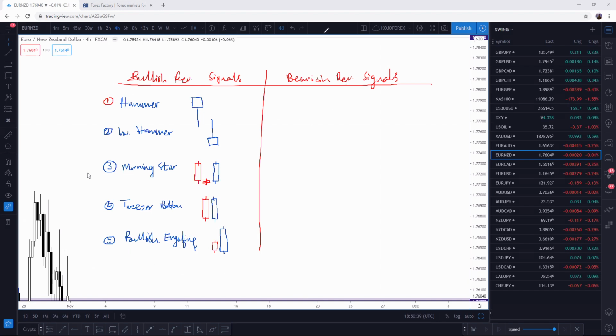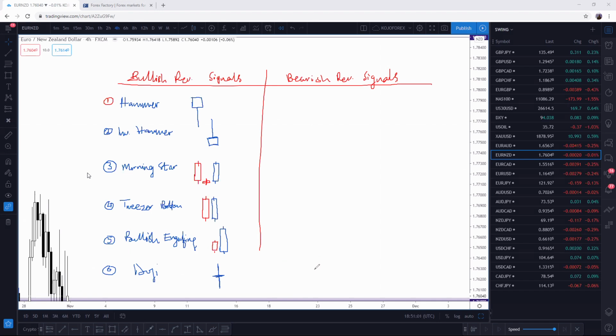And then the last one, number six, we have the doji. It is usually a candle with long wicks and a small body, or no body at all, in the middle like that.